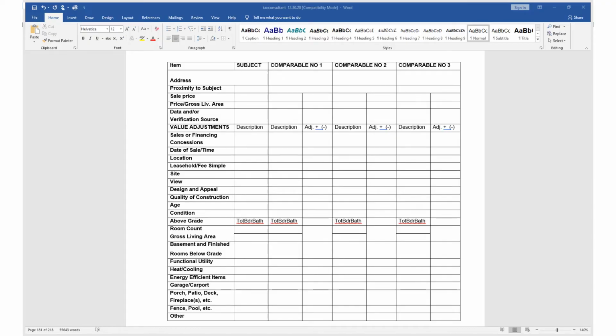Here is the residential market analysis page. Use the shortened form that we provide or use the Fannie Mae form, which we have included previously in the PDF.